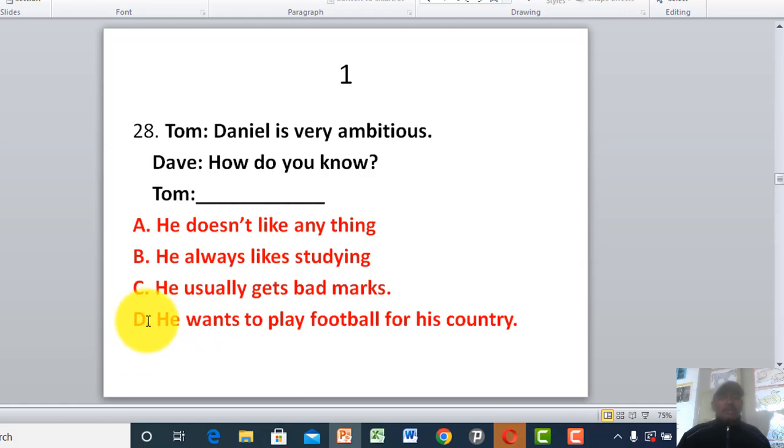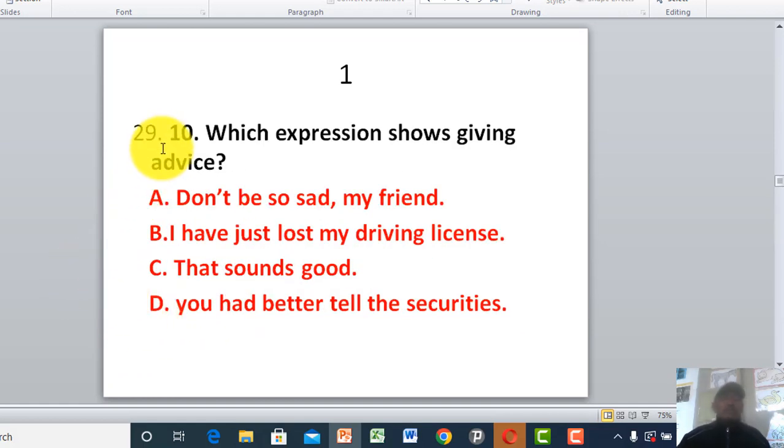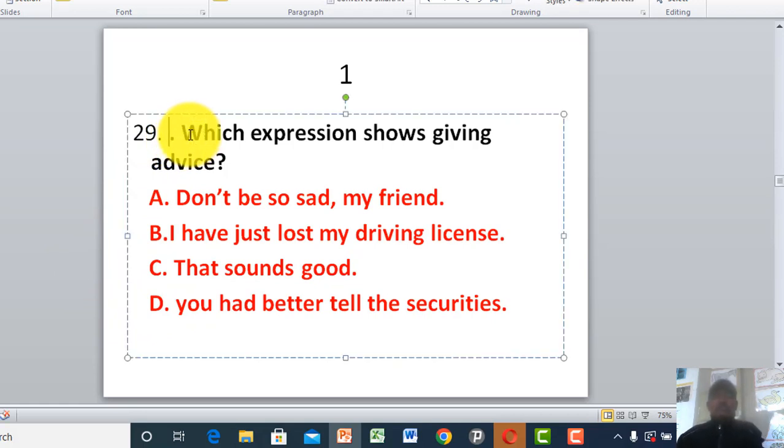So the answer should be what? D. Question number 29 here. Question number 29. Which expression shows giving advice?